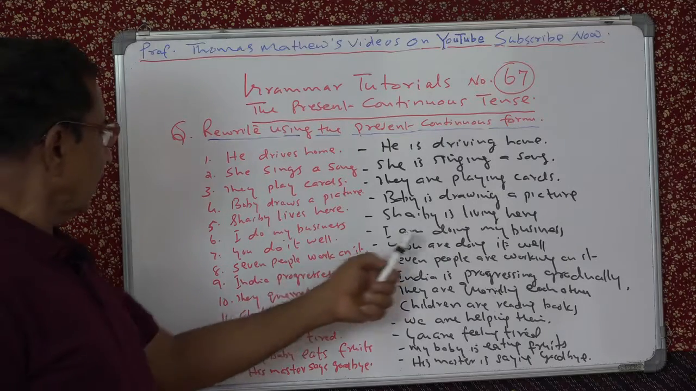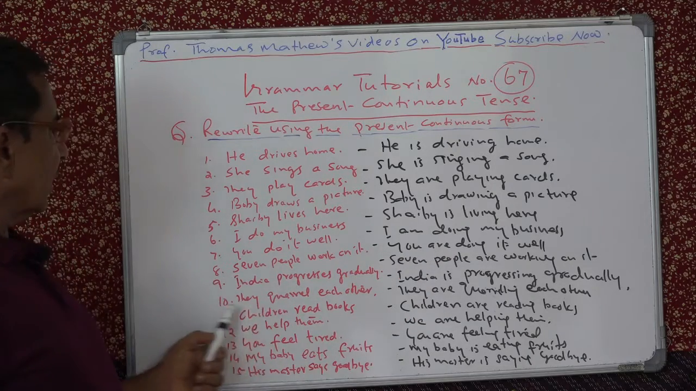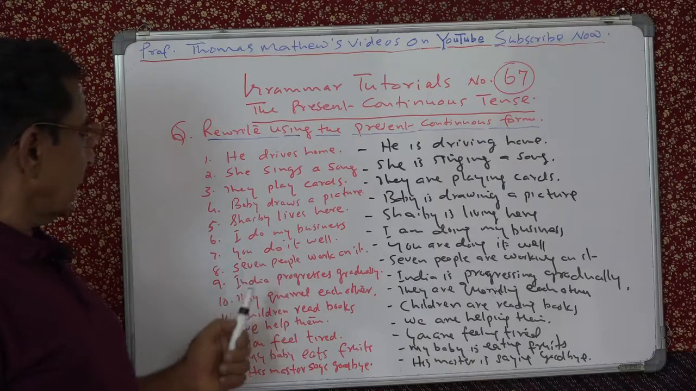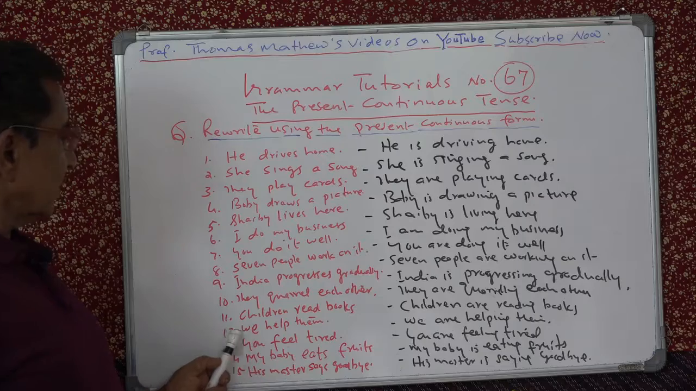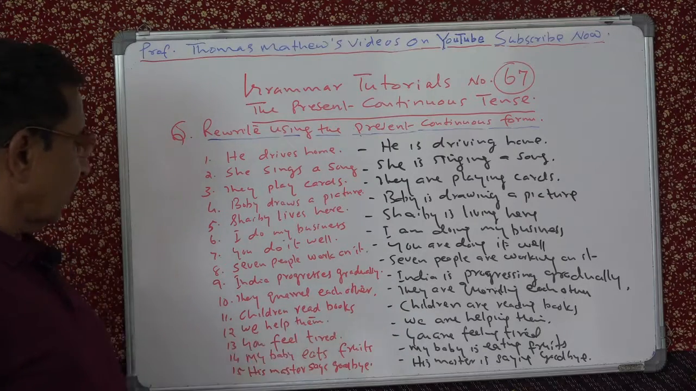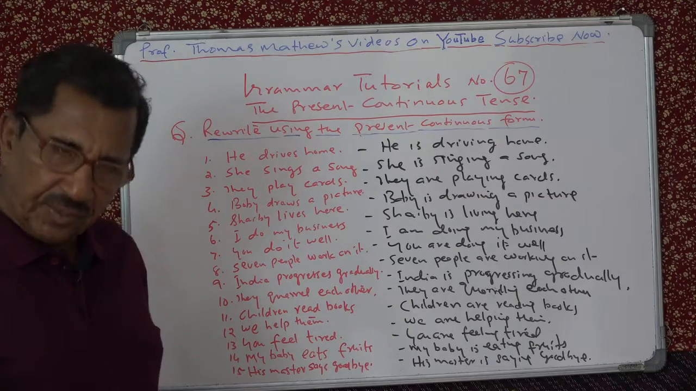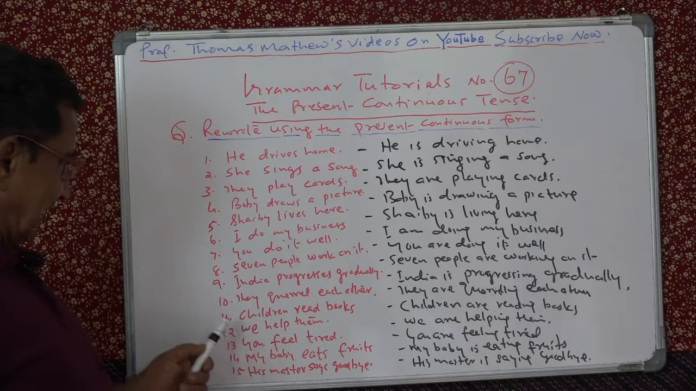7 people work on it. 7 people are working on it. India progresses gradually. India is progressing gradually. They quarrel each other, they are quarreling each other. Children read books, children are reading books. We help them, we are helping them. It's our duty.